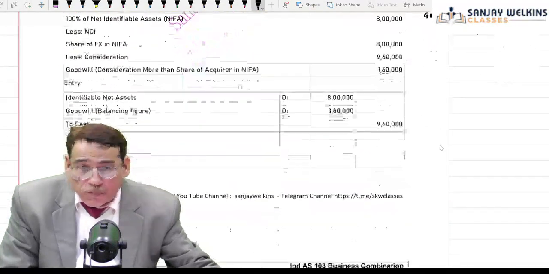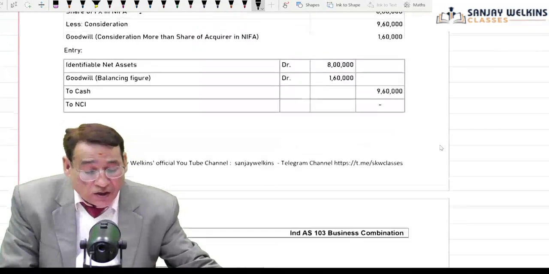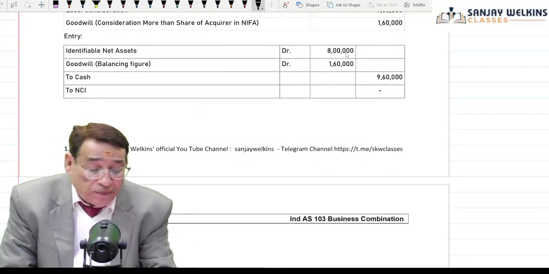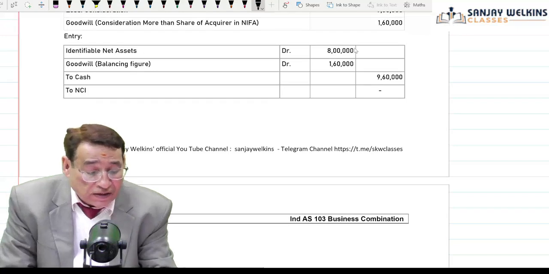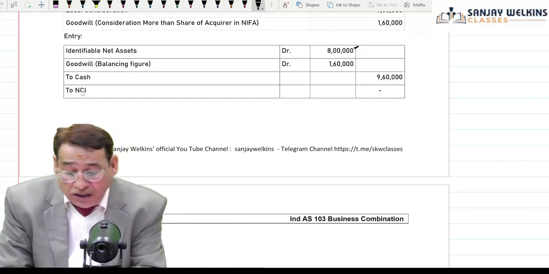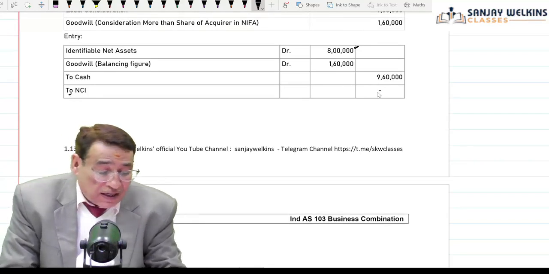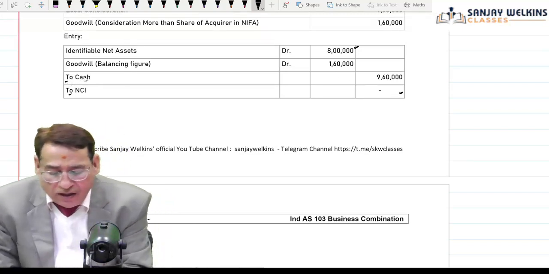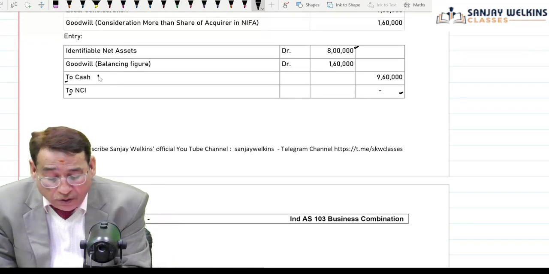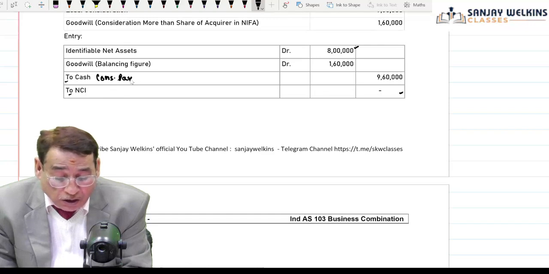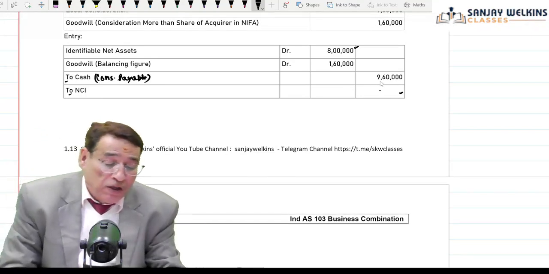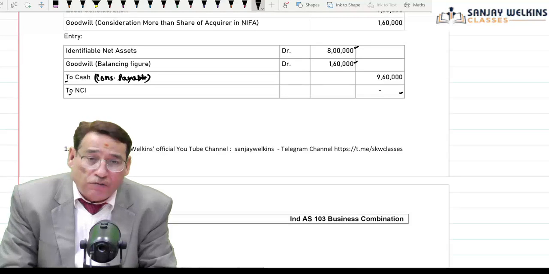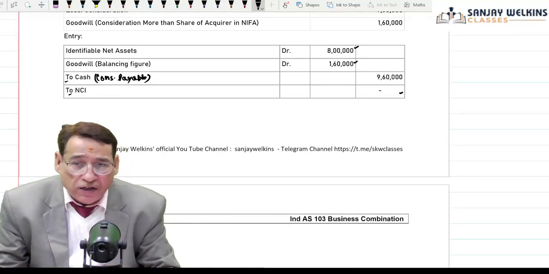Now you are supposed to pass the entry also. Your entry will be like this. First you write the net assets, or you can write identifiable net assets, 8 lakh, number one. Logically, then you should write To NCI. Now, NCI is not given in this particular question. Then you write To Cash. In fact, if you do not want to write To Cash, you can simply write To Consideration Payable, because nothing is mentioned in the question whether consideration is payable in cash or in shares. So always presume that it is payable in cash. So 9,60,000, and your difference will be equal to goodwill. Is it clear to you? This is how you are going to pass the entries in this particular case.